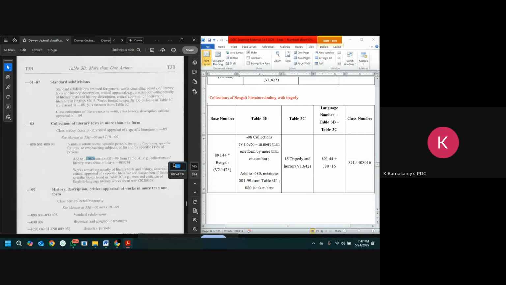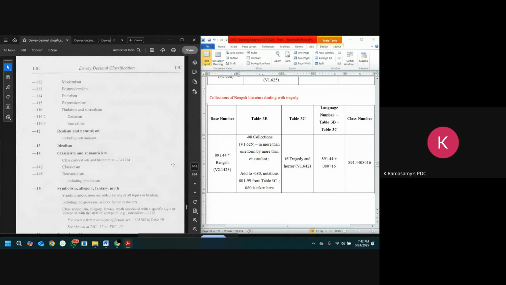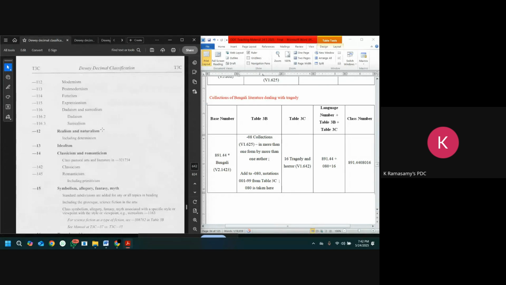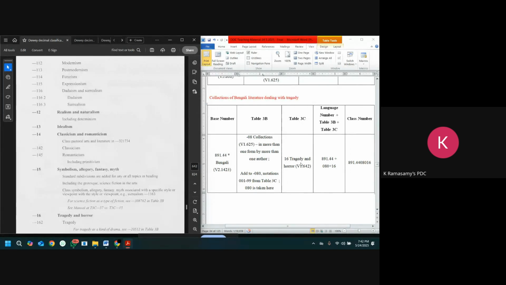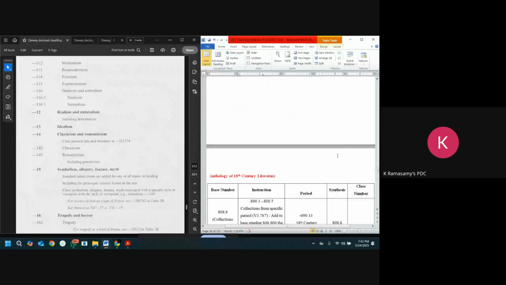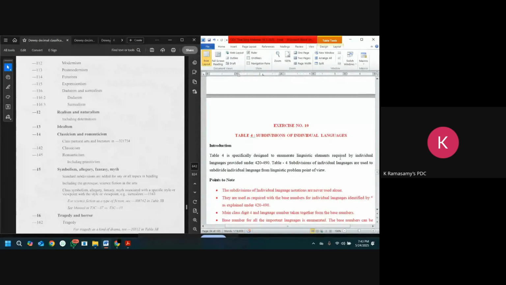I'll just show you. The number is the number for tragedy and horror. Tragedy, horror, 16. This number is taken from table 3C, because in table 3B, they have given an instruction that after 080, you can add the number taken from table 3C. So I'm adding it. So what is the final number? 891.44 plus 080 plus 16. So this way we can form numbers. Okay. And that's about table 3, because I've given a lot of examples, but due to lack of time, now I move on to the next table.